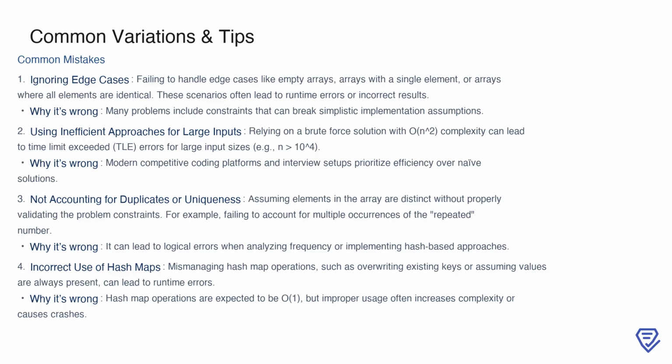Finally, improper use of hash maps is another frequent pitfall. Mismanaging keys, overwriting values, or assuming certain values exist can introduce runtime errors, and while hash map operations are typically O(1), incorrect usage can escalate complexity or crash your code.